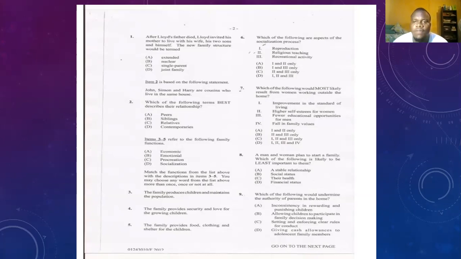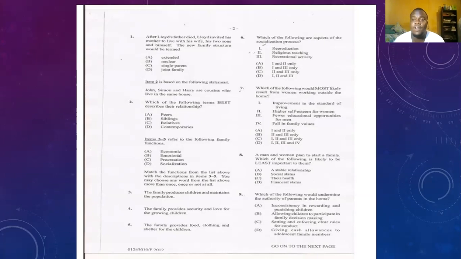Number 6 now, which of the following are aspects of the socialization process? 1, reproduction. 2, religious teaching. 3, recreational activity. This is easy because we know that reproduction is a separate function away from socialization. So it's 2 and 3, religious teaching and recreational activity. So it's C.